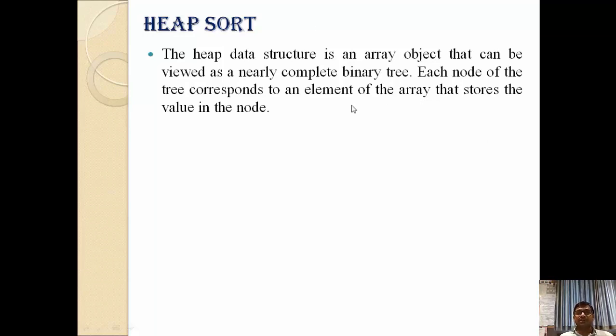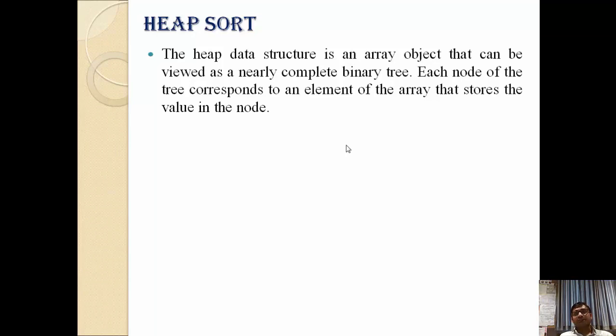The simple definition of a heap data structure is that it is an array object that can be viewed as a nearly complete binary tree. It means that it is a list of elements stored inside one array, and this array can be represented by a tree, which is a complete binary tree. You know very well that in a complete binary tree, every internal node has a maximum of 2 children, and all the nodes are used to store the values of the array. This is simply known as a heap data structure.